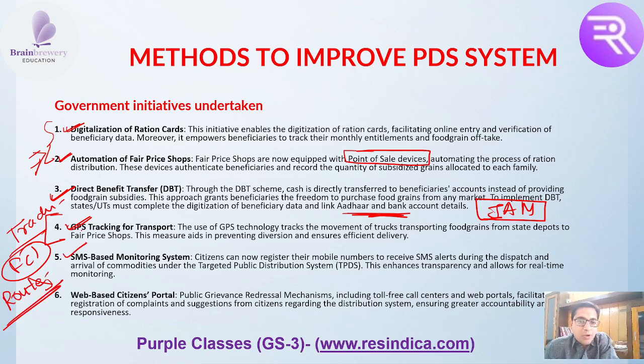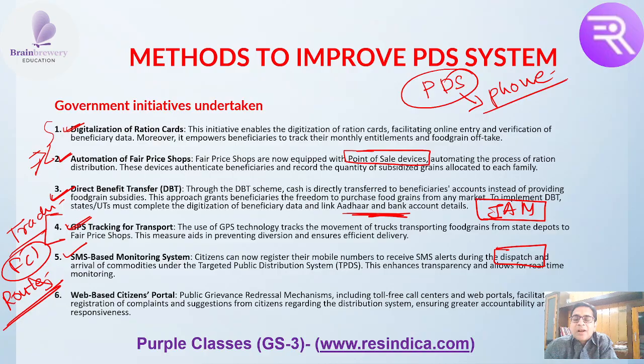Then an SMS-based monitoring system. Everybody can now get SMSs about what time your product has been dispatched and when the ration shop is open. So people's data should be associated with PDS. In the PDS system, you enter the ration card data with your phone number. So when the truck will be coming, when the ration shop will be opening, and the status of the dispatch of the commodity will be directly transferred to your mobile phone. Based on that, you can go and buy your product. So transparency and accountability increase.